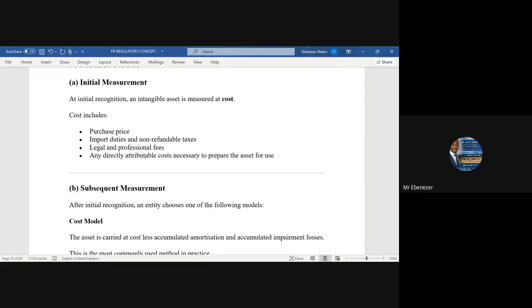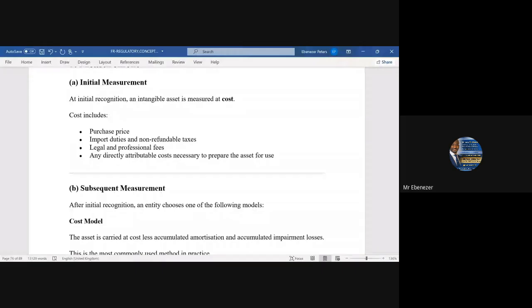And then the fair value model talks about comparing the current amount of the asset with the prevailing market price. That is the fair value of the asset. However, for this intangible asset, you must understand that it is always advised that you use the cost model. Why? Because the fair value of the intangible asset may not all be available. The data may not be available all the time.